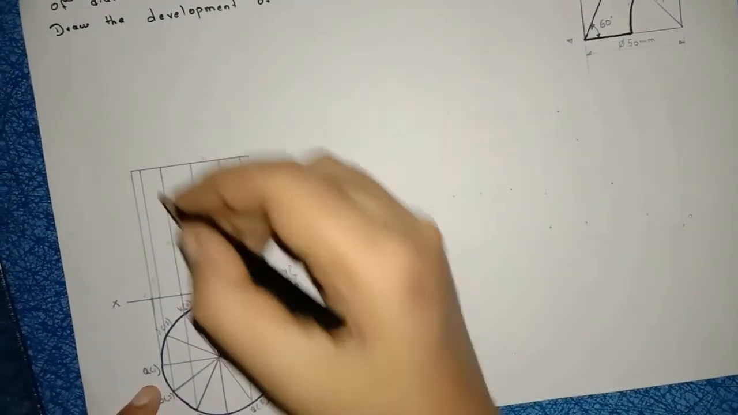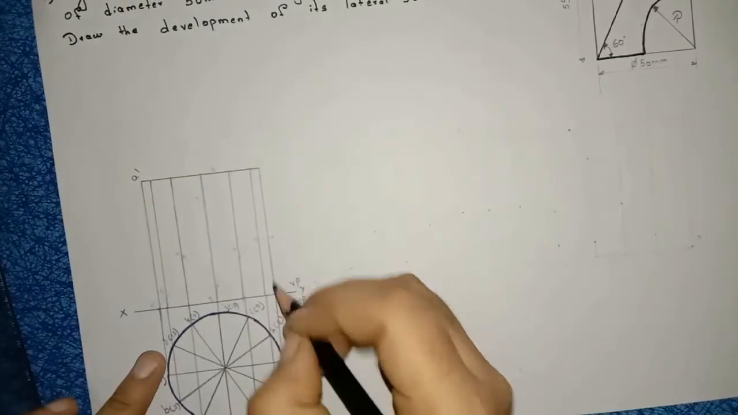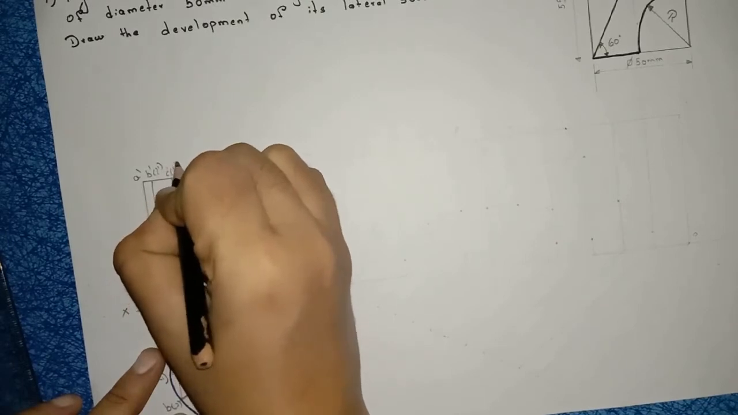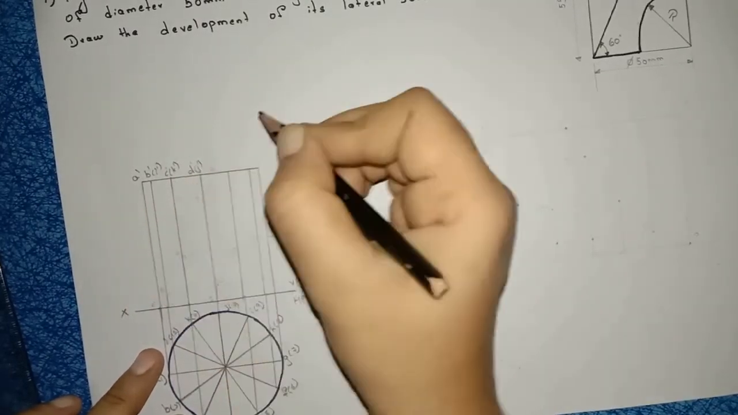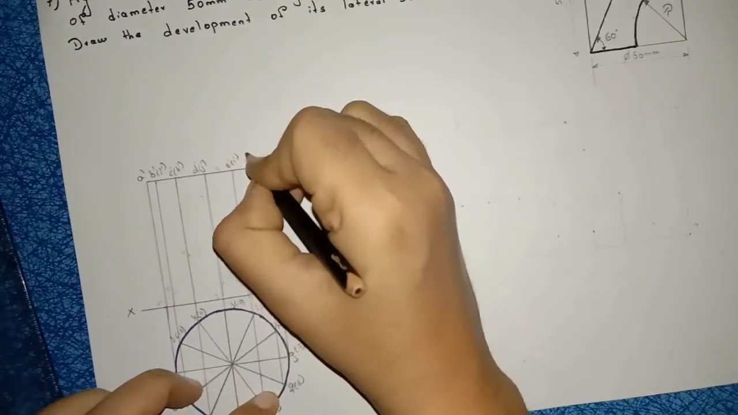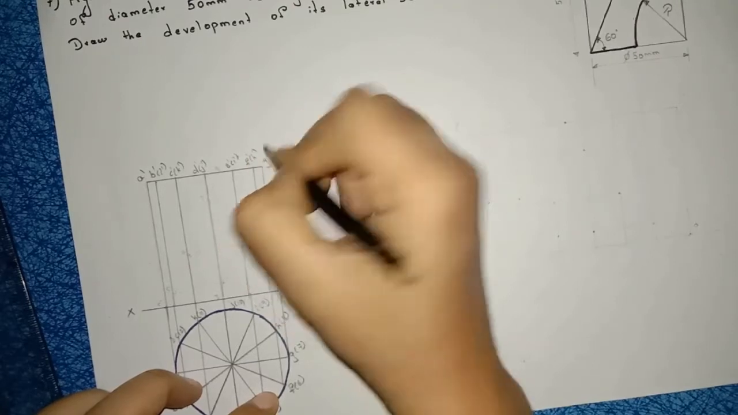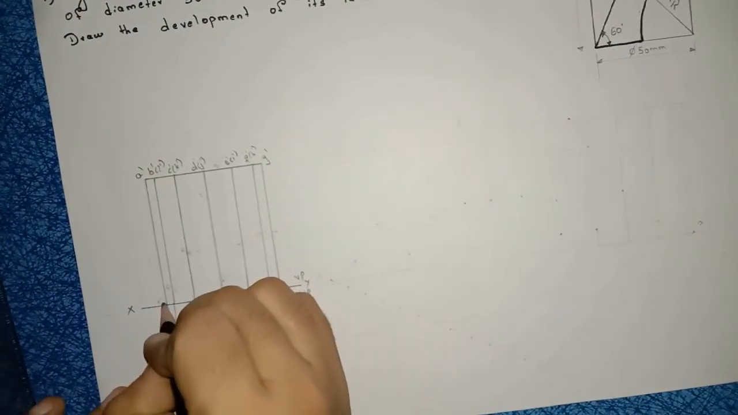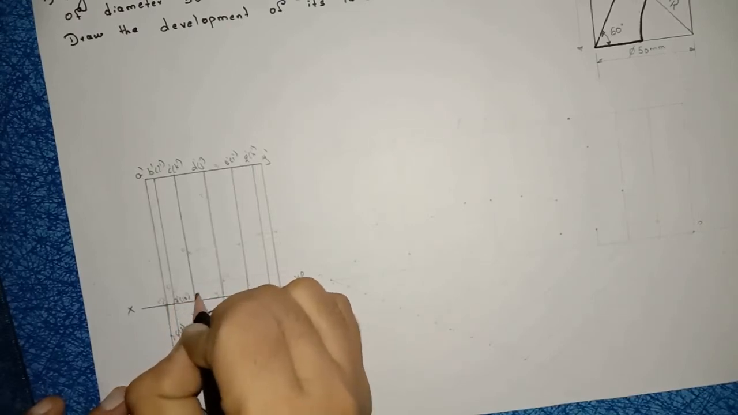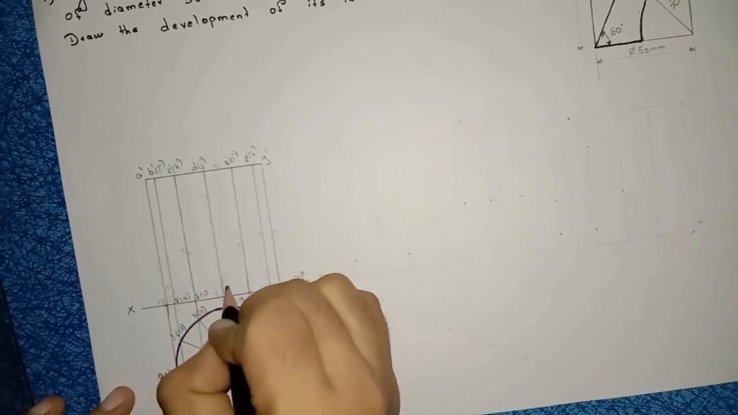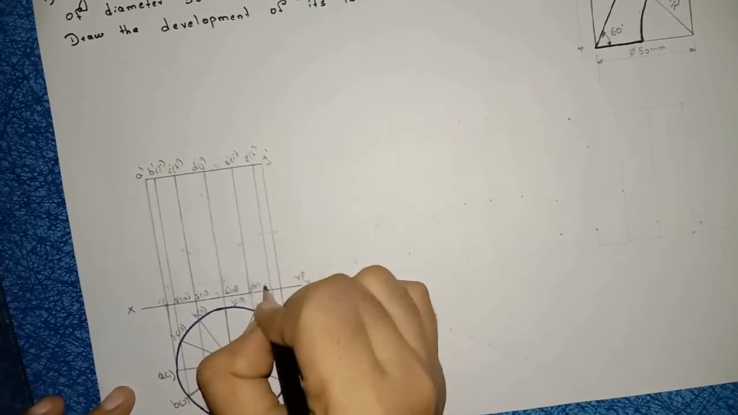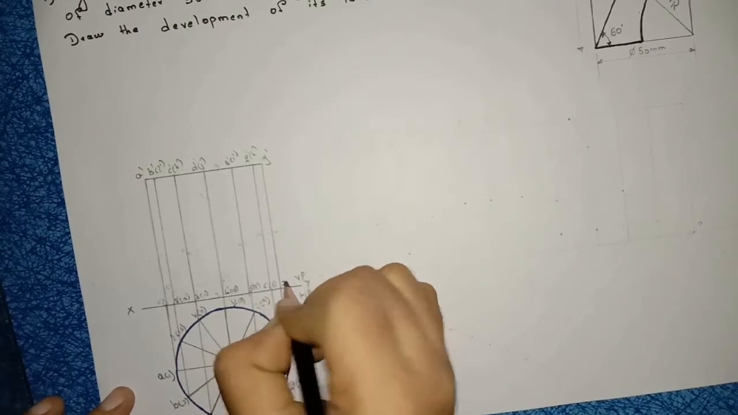Right, now you see this is A dash, B of 11 dash, C dash of K dash, D dash of G dash, E dash of I dash, F dash of H dash, and here G dash. Right, so here 1 dash, 2 dash of 12 dash, 3 dash of 11 dash, 4 dash of 10 dash, 5 dash of 9 dash, 6 dash of 8 dash, and this is your 7 dash.